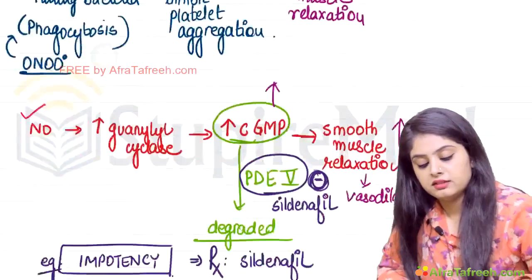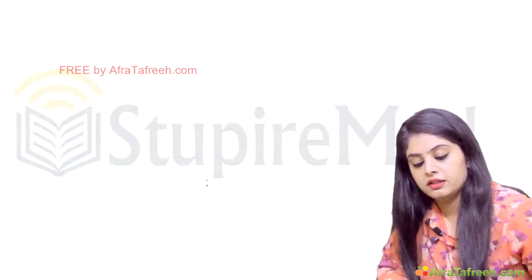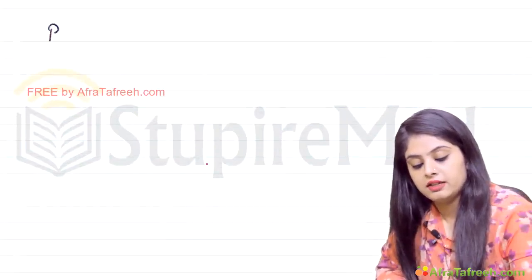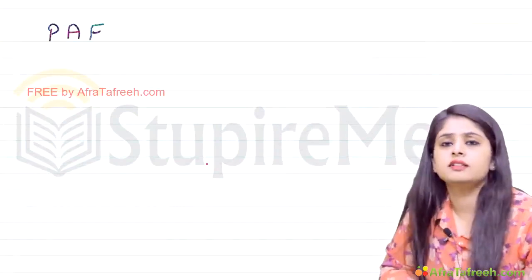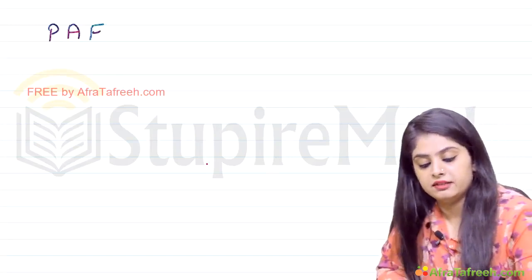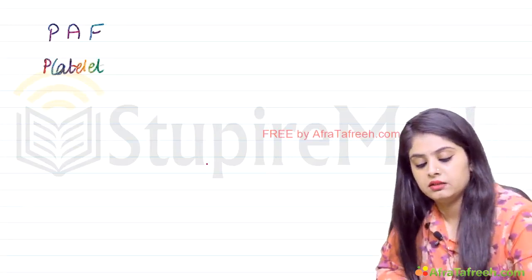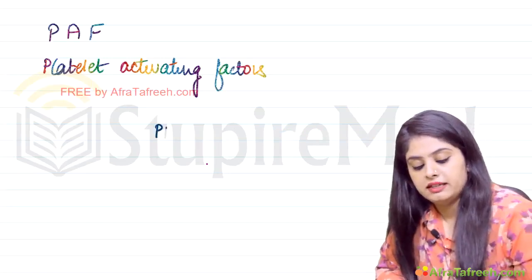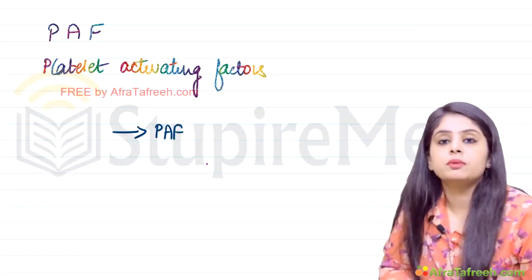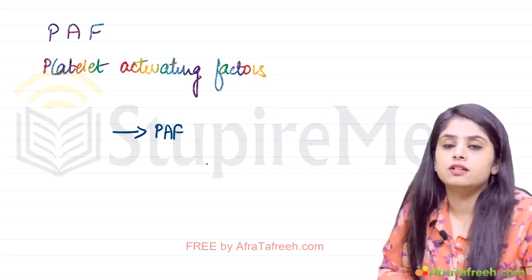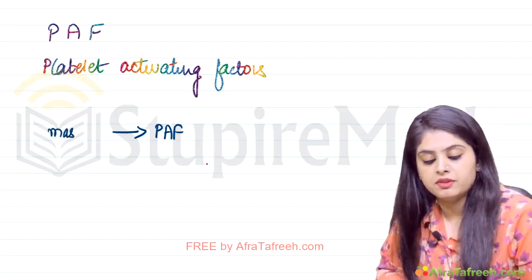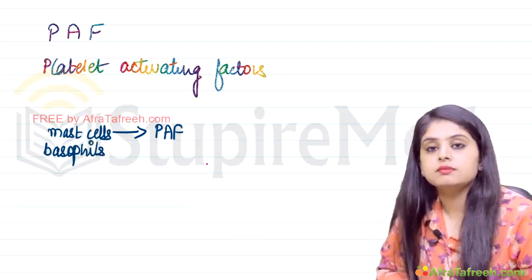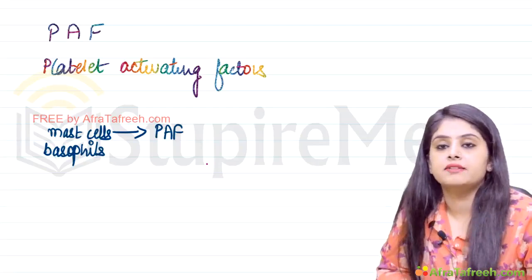So students, the next mediator that we have is the platelet activating factor. It's in the name, it is going to activate the platelets. Now this platelet activating factor comes from which particular cell? There is a wide variety of cells from which it can come. It can come from the mast cells. It can come from the basophils. A wide variety of cells liberate platelet activating factor.